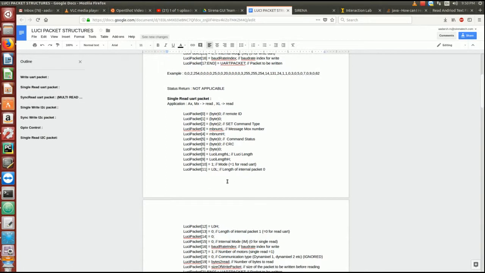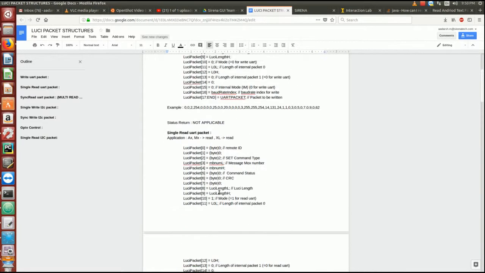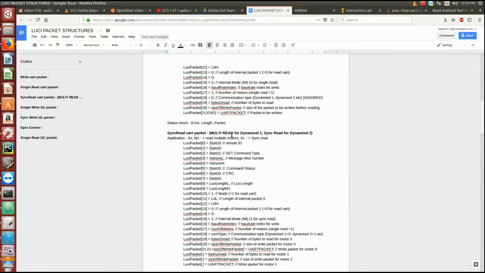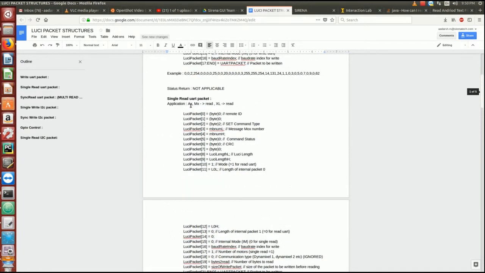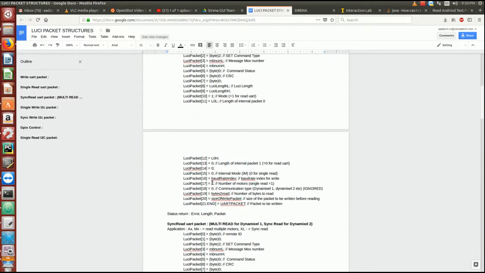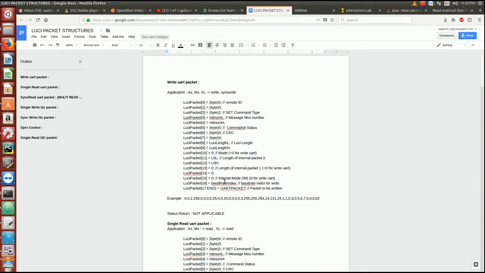what we want to do with this internal mode. You can see the other functions. You want to do multi-read, and it's different from single read. In multi-read the internal mode is 1, but in single read the internal mode is 0. Anyway, you don't have to understand the complete details of this, but it's more important to know just the general structure of what LUCI is.